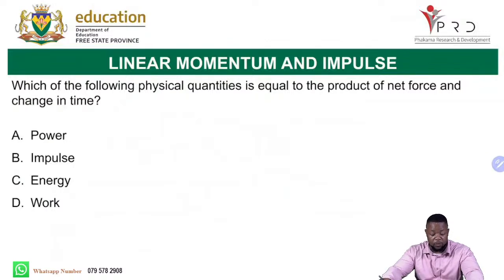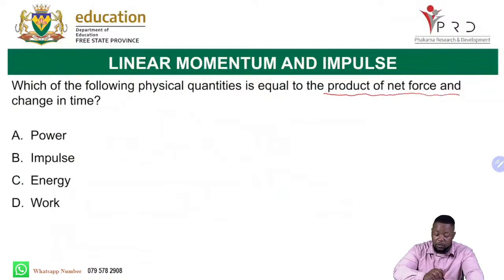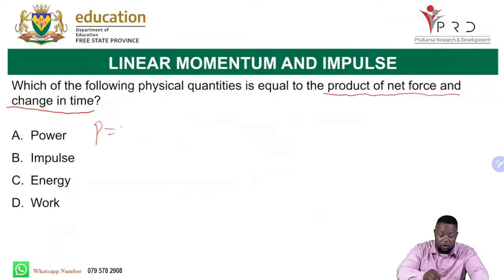Now let's look at the multiple choice relating to momentum. Which of the following physical quantities is equal to the product of the net force and change in time? So we are looking for a physical quantity that is equal to the product of net force and change in time. If you know your definitions, you'll automatically tell that. If you are still not sure, you can rely on the formulas.